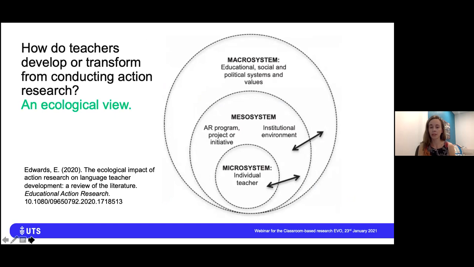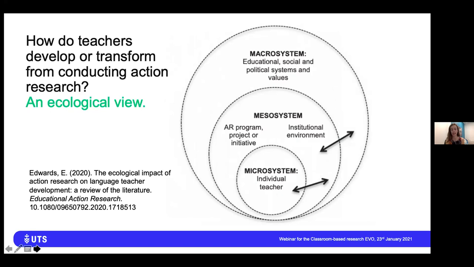So there's the microsystem in that inner level, the inner circle of the individual teacher and their classroom. So there's a lot of benefits for the individual teacher, and we'll see many of those in the next slides. But it's not only at that level that we can see benefits from teacher research. There's also the mesosystem, which is a level broader than the microsystem, involving the institutional environment as well as the program that you're part of. So in this case, the EVO project or initiative that you're part of when you're doing teacher research. And there are impacts at that level.